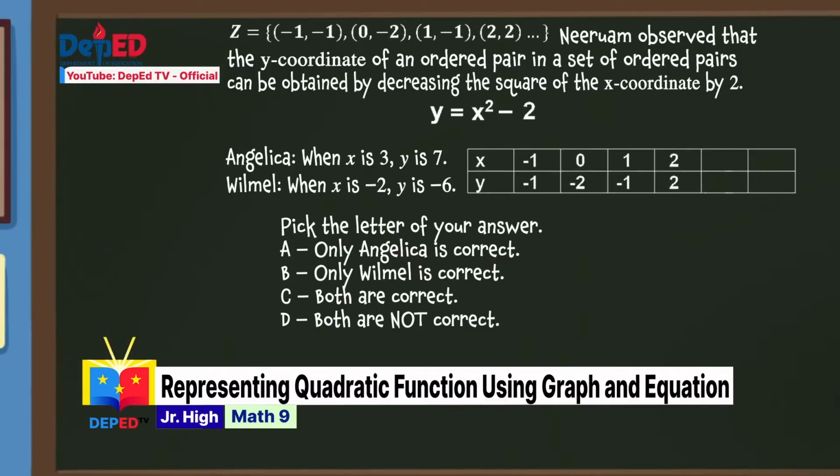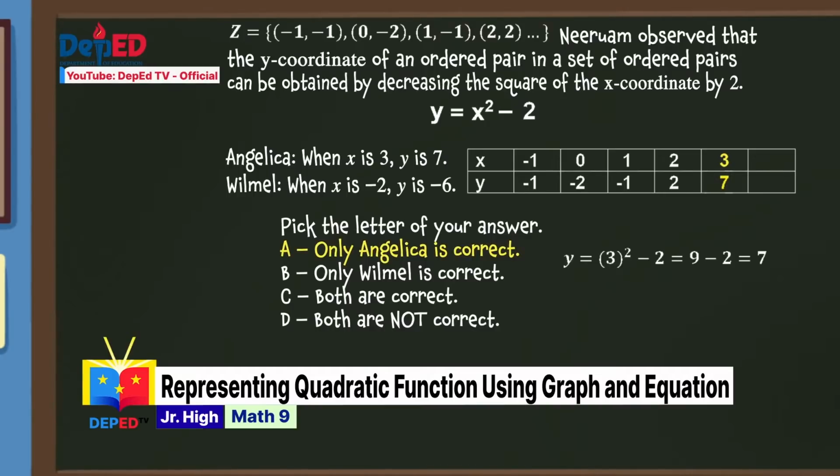Let's construct a table of values. Based on the set of ordered pairs, we see that when x is negative 1, y is negative 1. When x is 0, y is negative 2. When x is 1, y is negative 1. And when x is 2, y is 2. Now, when x is equal to 3, y must be equal to 3 squared minus 2, and this shall result to 9 minus 2. And therefore, y is 7.